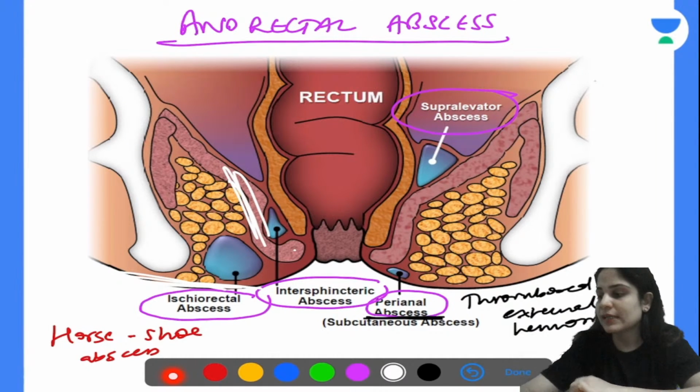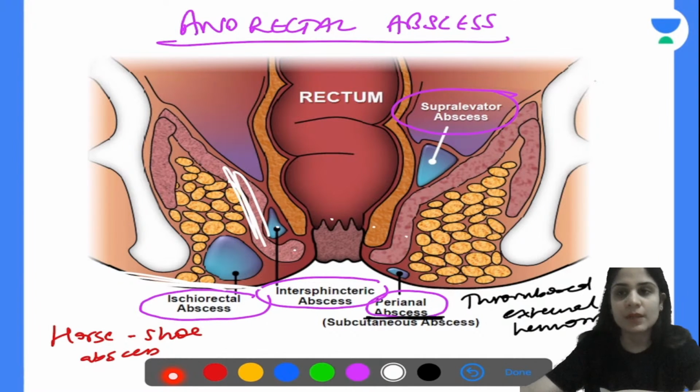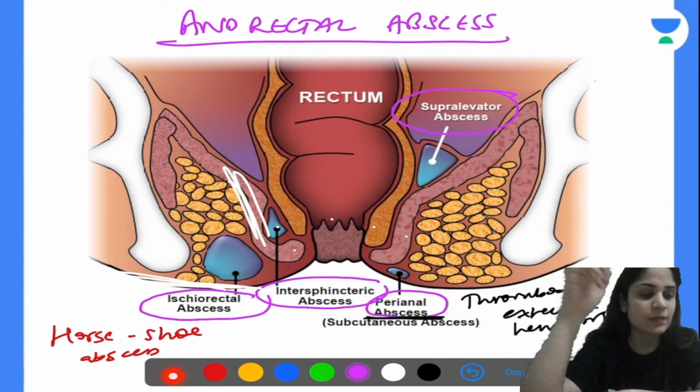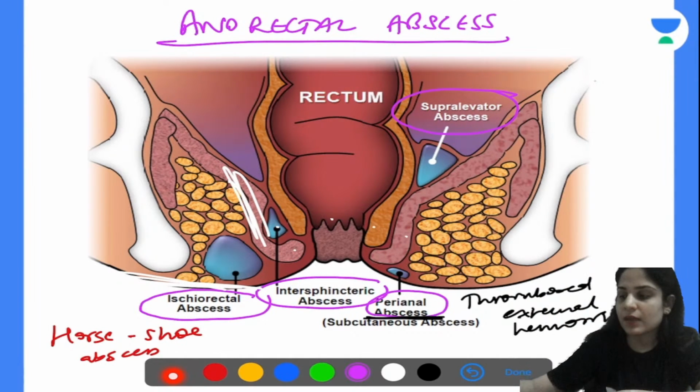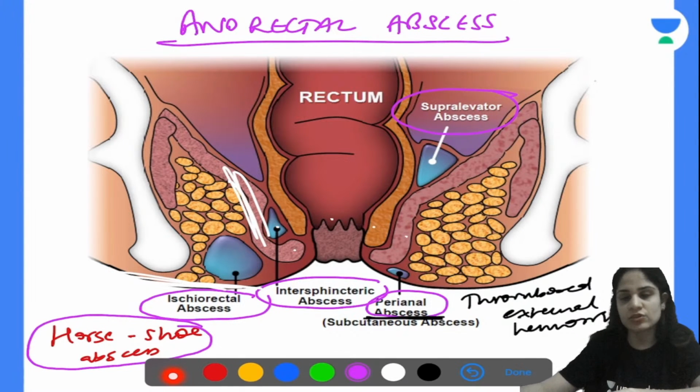All right. Your intersphincteric abscess is one of the difficult ones to drain. It will be there between the external and the internal sphincter. So about anorectal abscesses, most of the times they will ask only a couple of questions. One they will ask is, what is the horseshoe-like abscess? That is your ischiorectal abscess.